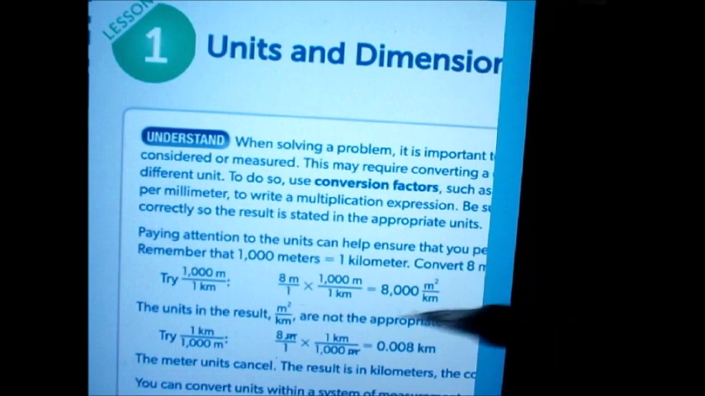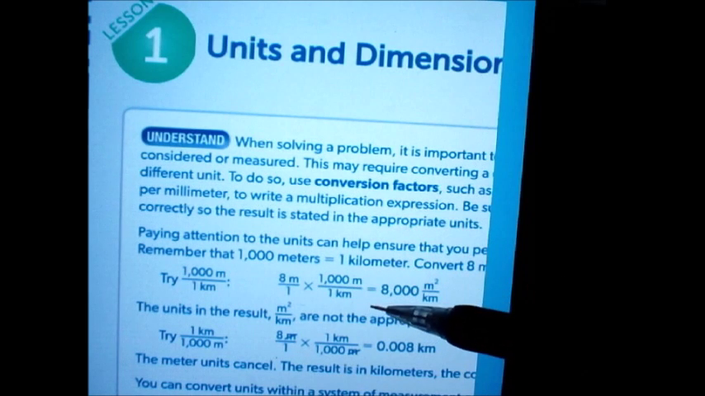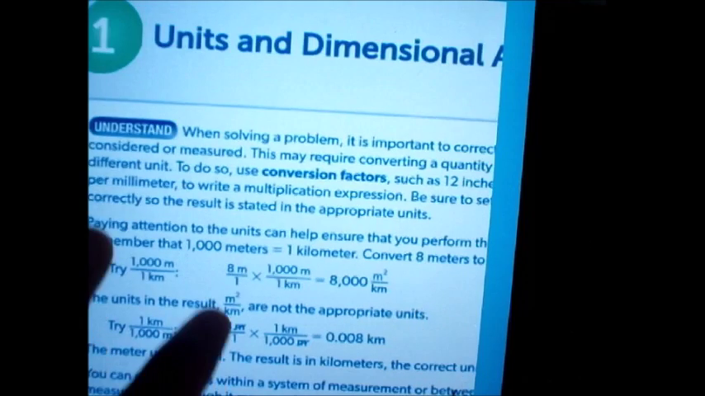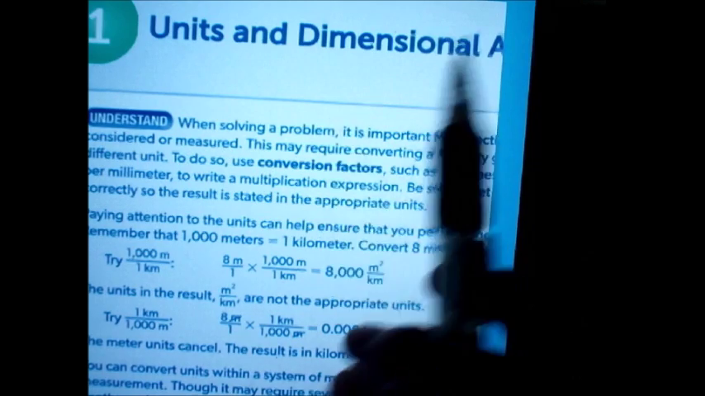Because look, they showed you first the wrong way to do it. So it's very important that you realize that they're going to show you the right way and the wrong way. Okay? So don't just go, when you miss a day, oh, that's how it's done. First example, okay? Make sure you read it, because right below it says the unit result is meters squared over kilometers, which are not the appropriate units. Okay? So you have to be careful. And then they show the proper way to do it right below.